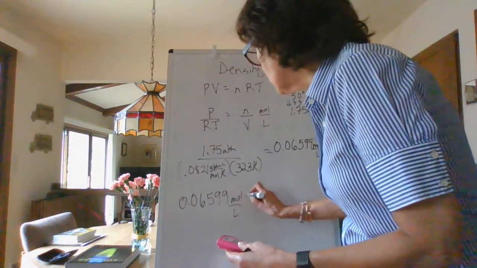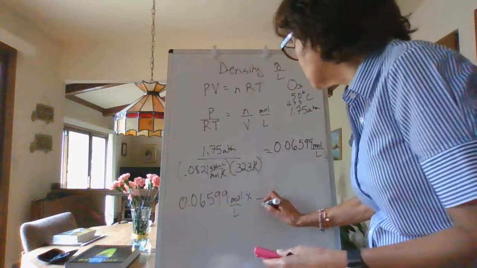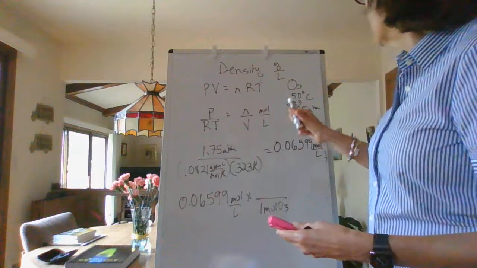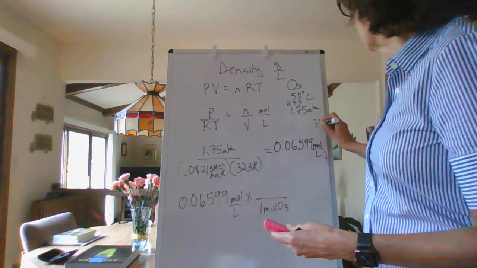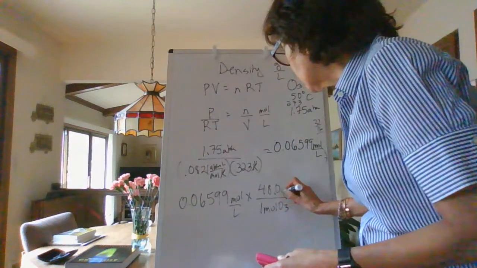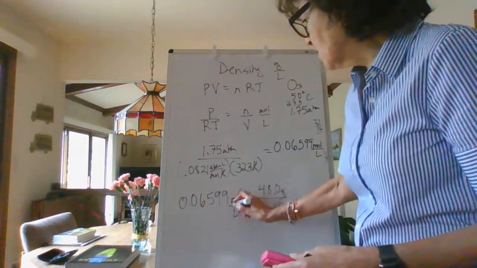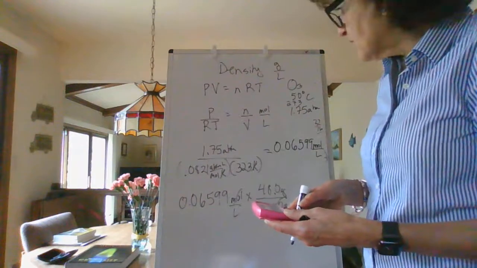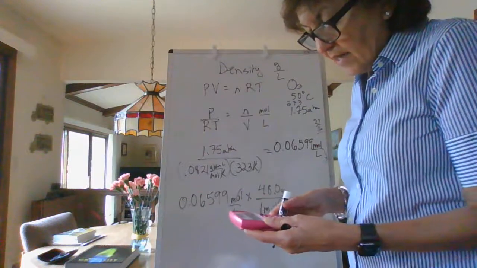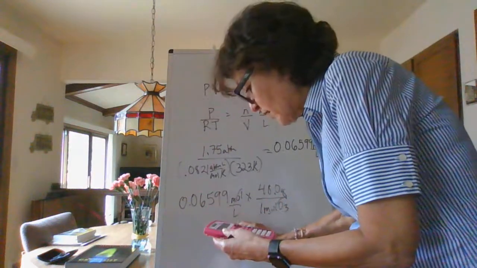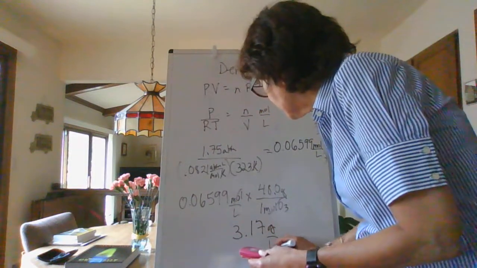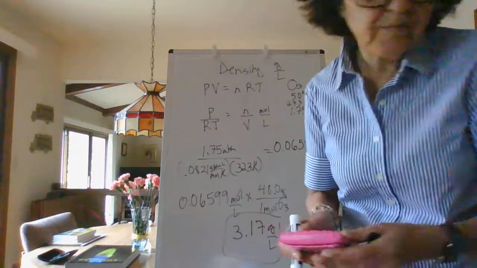Moles per liter. I want to convert moles to grams. So 1 mole of ozone is 32 and then 16, 48. 48.0 grams of ozone. So I'm going to take that 0.06599, and then I'm going to multiply it by 48, and I end up with 3.17 grams per liter as the density.